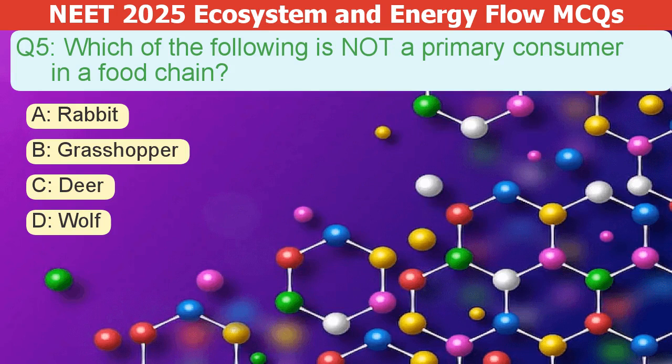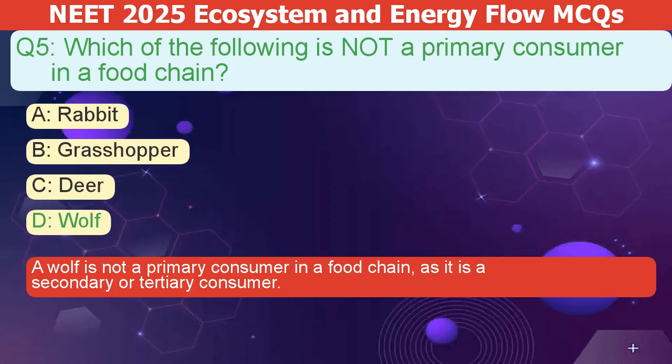Which of the following is not a primary consumer in a food chain? A. Rabbit. B. Grasshopper. C. Deer. D. Wolf. The correct answer is D. A wolf is not a primary consumer in a food chain, because it's a secondary or tertiary consumer.